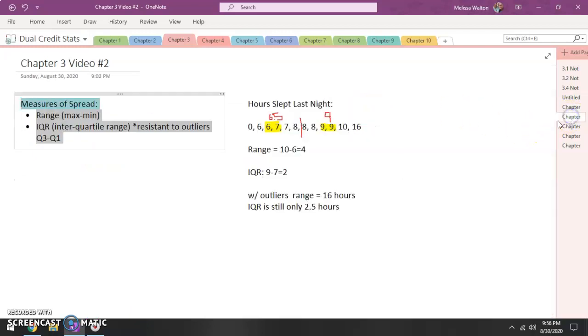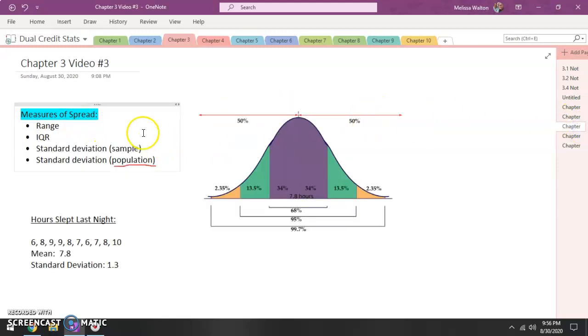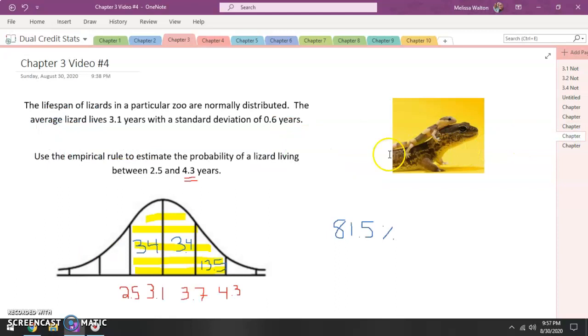The second video, we introduced range and IQR and basically just talked about how range is useless and IQR is the wave of the future. Now, after that, we discussed standard deviation. We talked about how standard deviation of the sample and population are a little bit different, but standard deviation goes very, very nicely with our mean. And if we do have a mean and standard deviation, we're able to calculate different percentages.